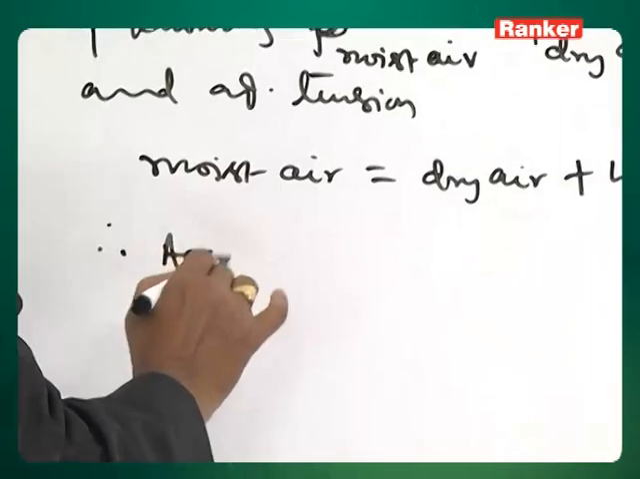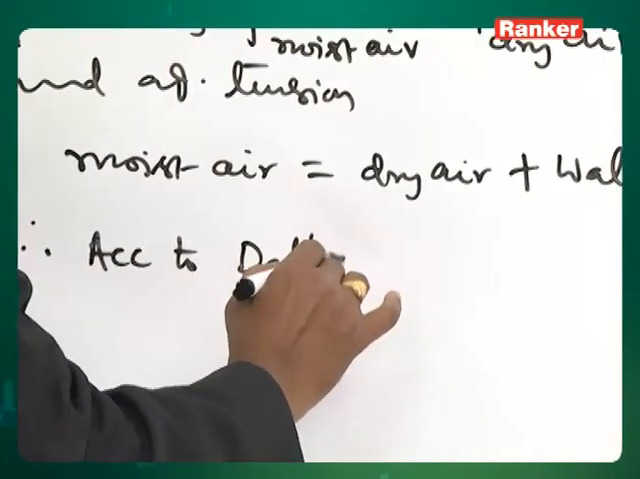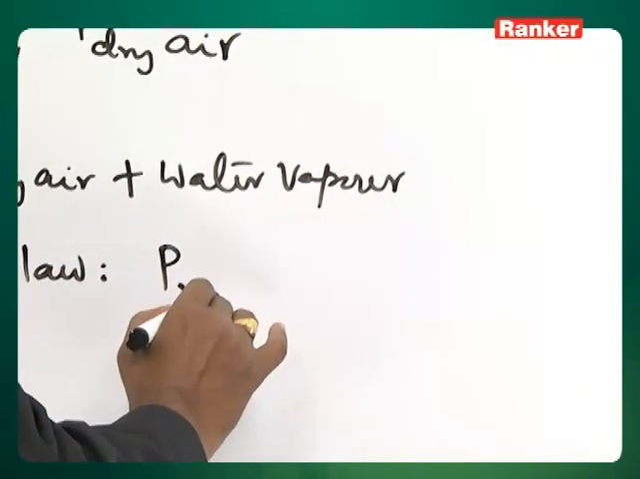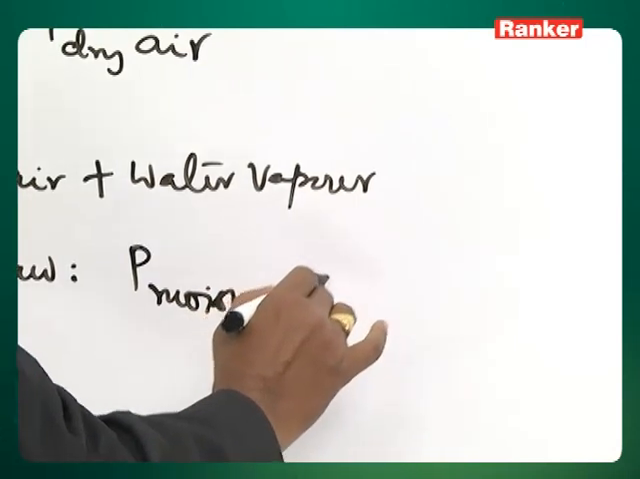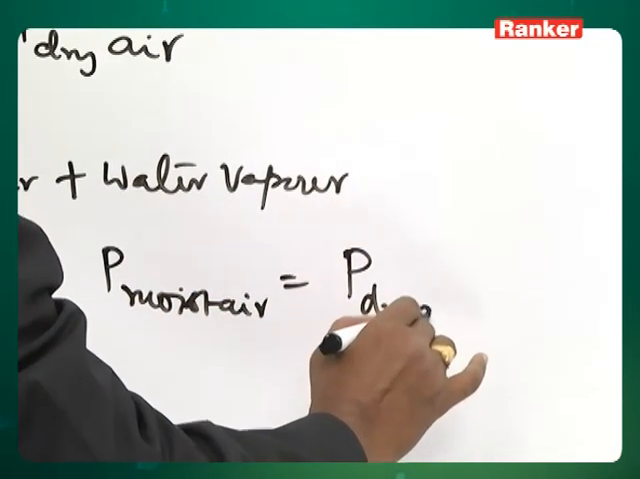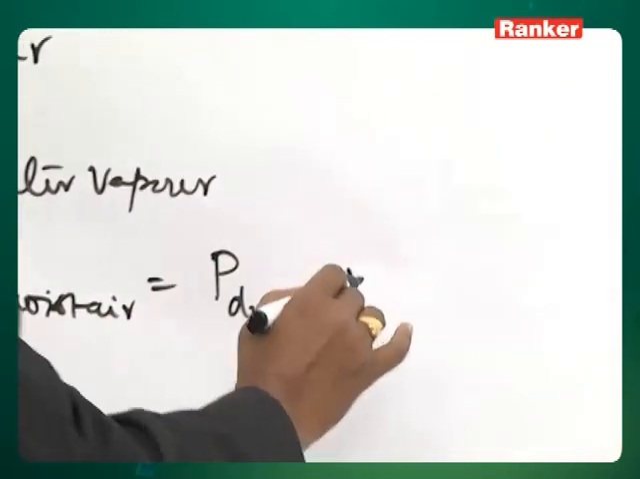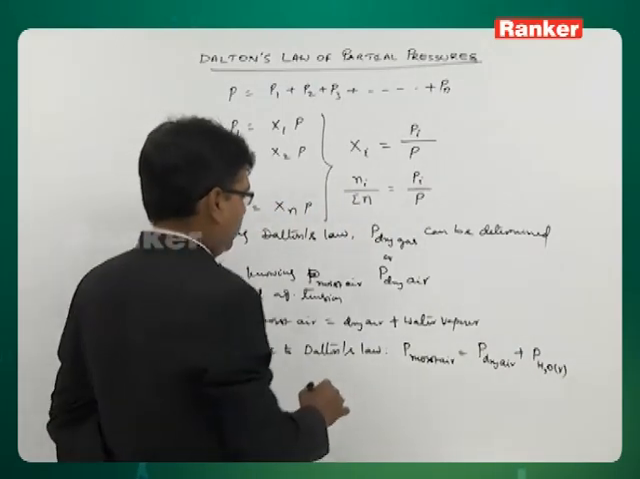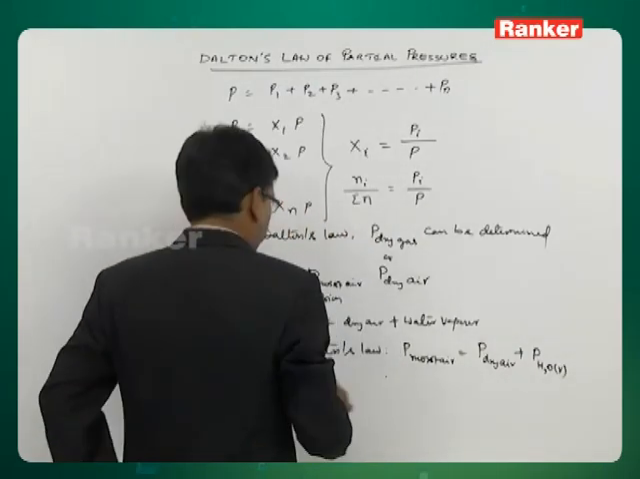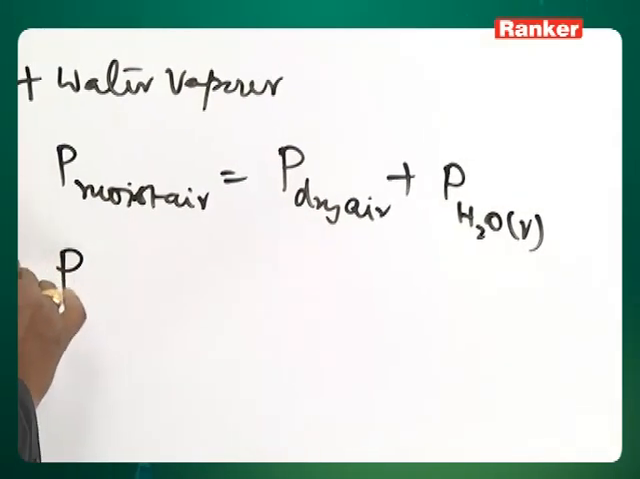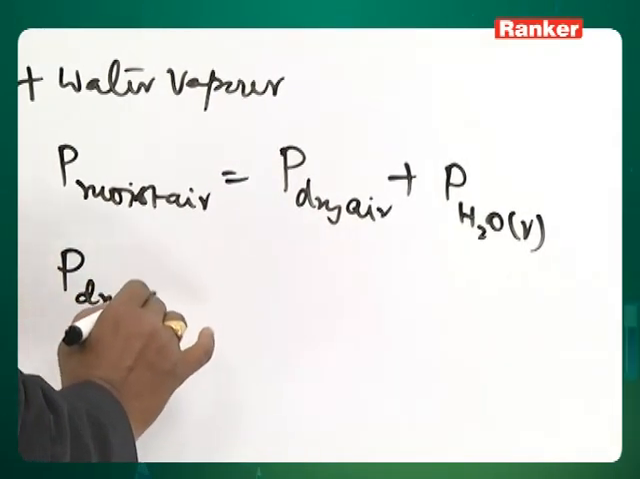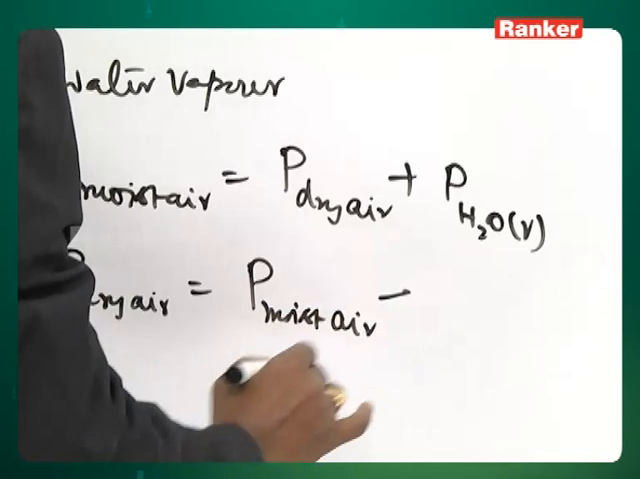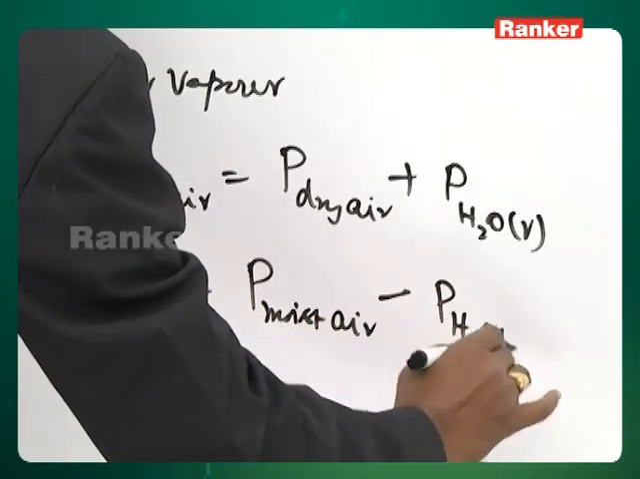Therefore, according to Dalton's law, the pressure exerted by moist air is equal to the pressure exerted by dry air plus the pressure exerted by water vapor. Therefore, the pressure of dry air is equal to the pressure of moist air minus the pressure of water vapor.